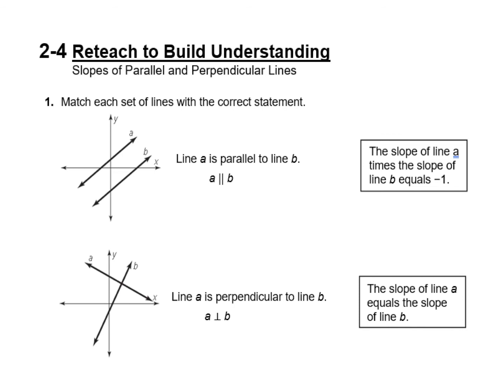So what do we have over here? The slope of line A times the slope of line B equals -1. So if you're multiplying your two slopes together and you get -1, that is what happens with perpendicular slopes. So we're talking about our perpendicular lines on that one. Our next statement is the slope of line A equals the slope of line B. So we just want to remember when the slopes are the same, those are your parallel lines. Parallel lines have the same slope.